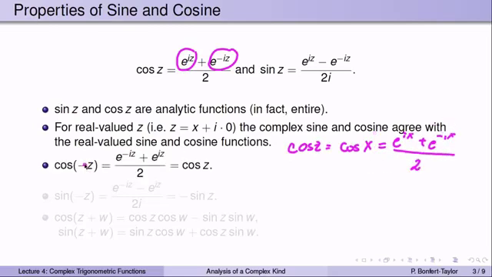What's cosine of minus z? For the real valued function, the cosine function is an even function. Cosine of x is equal to cosine of minus x. Is that still true for the complex cosine function?